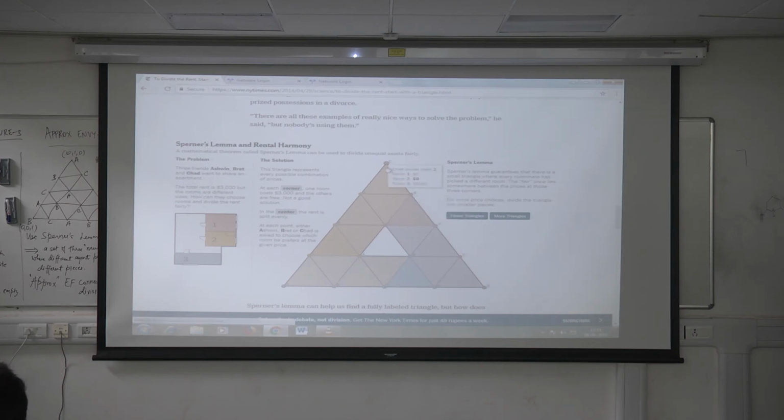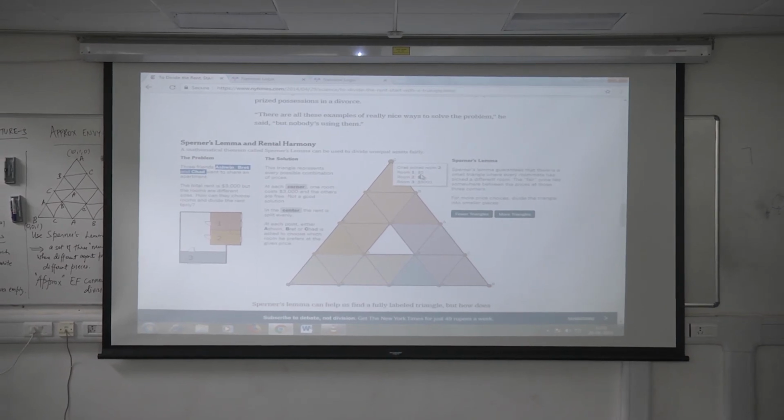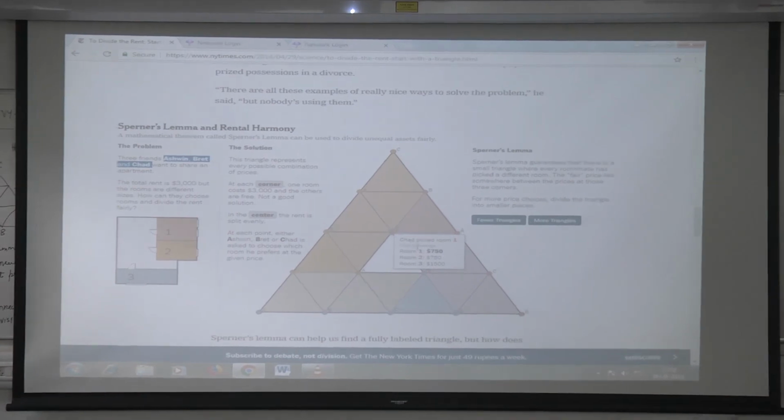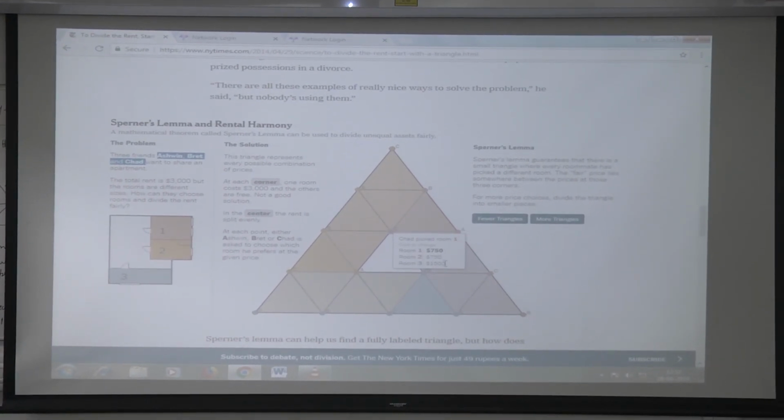Okay, so you have these rent configurations. I'm not sure if people can see it. Can everyone see what's written here? Okay, if not, please feel free to come forward. So the friends' names are Ashwin, Britt, and Chad. For example, at this point, Chad picked room 2 because it's free, right? At an intermediate point, the rooms are priced at $750, $750, and $1,500, and Chad picked room 1.